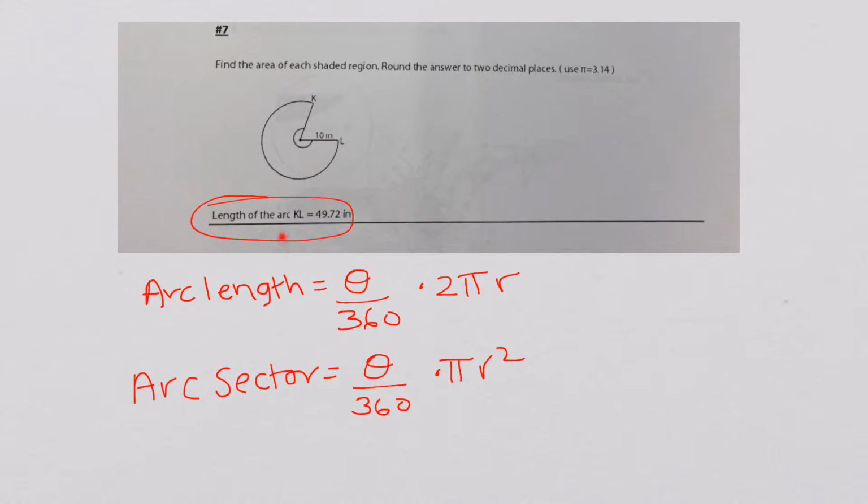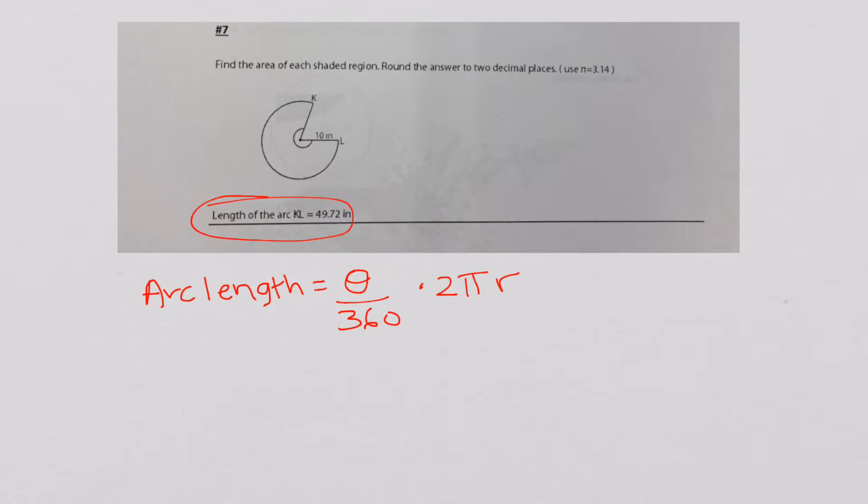We're given that the length of the arc is 49.72 inches, and we also know that the radius is 10 inches. With this information, we can find the angle. And we need the angle to plug into the area of a sector equation to figure out the area of the shaded region, which is what the question is asking for. So let's try this step by step. We're going to start with arc length to figure out what the central angle is.